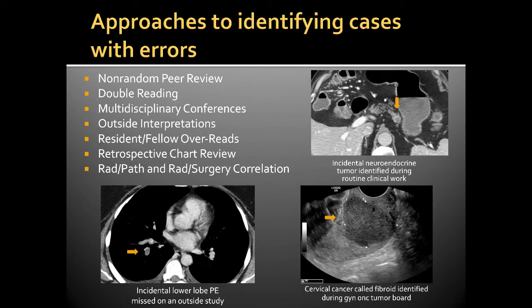In the case in the upper right, this is a missed neuroendocrine tumor that was identified during routine clinical work on a subsequent exam done for other reasons. The image on the bottom left shows an incidental pulmonary embolism that's missed on an outside study. And the image on the bottom right shows a cervical cancer that was called a fibroid and was eventually diagnosed during surgery that was discussed at a gyn-oncology tumor board. We can learn from all of these cases.